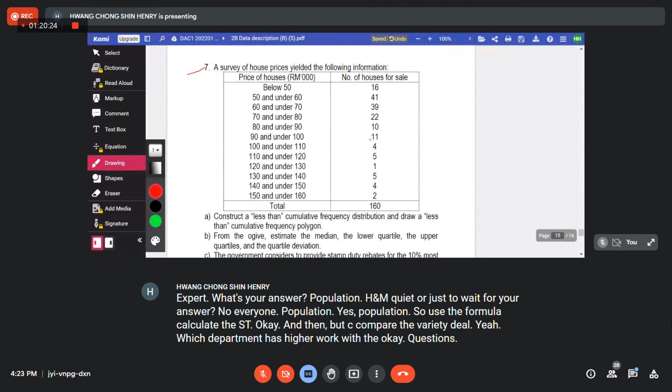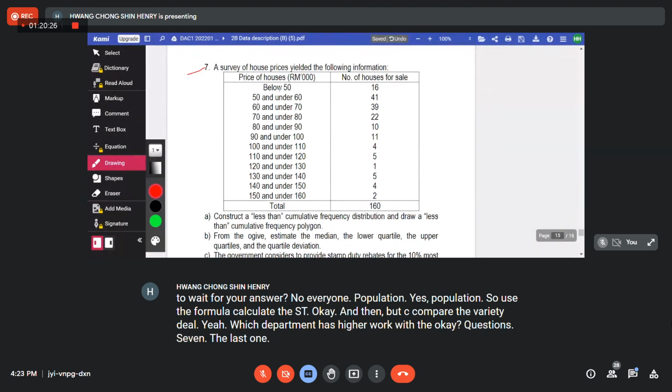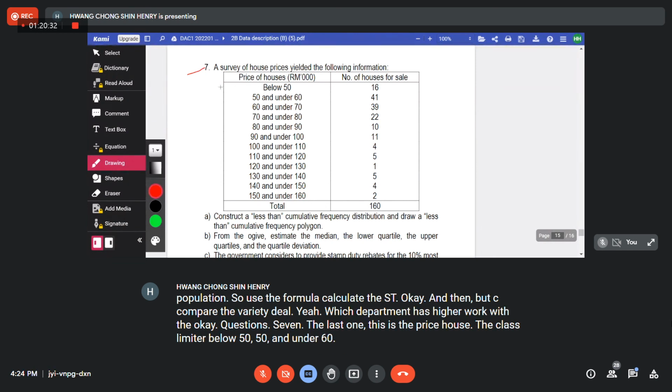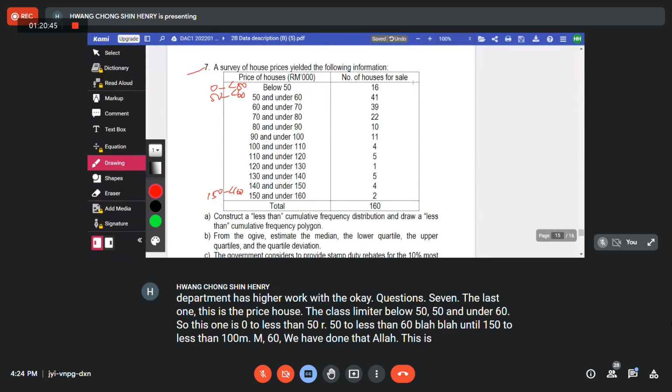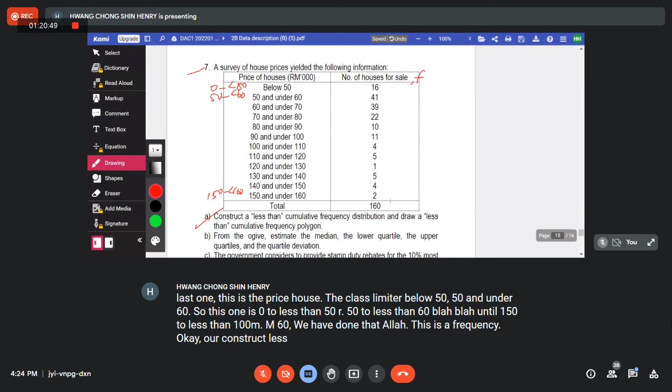Okay, question 7, the last one. This is the price of houses, with class limits below 50, 50 and under 60. So this one is 0 to less than 50, 50 to less than 60, and so on, until 150 to less than 160. We have done that a lot. This is your frequency. Okay, construct a less than CF.